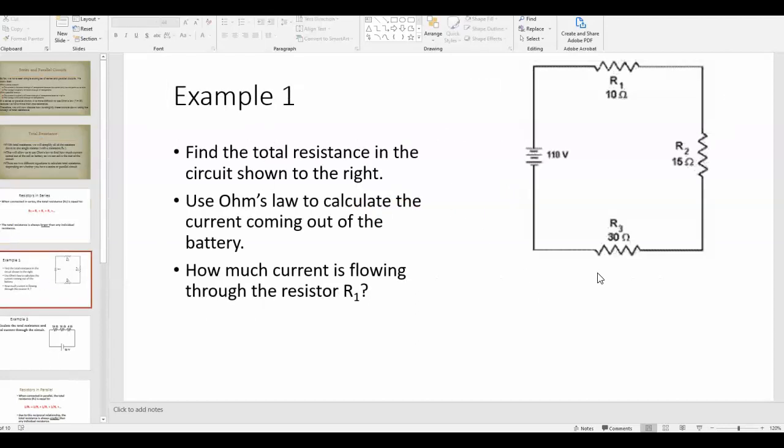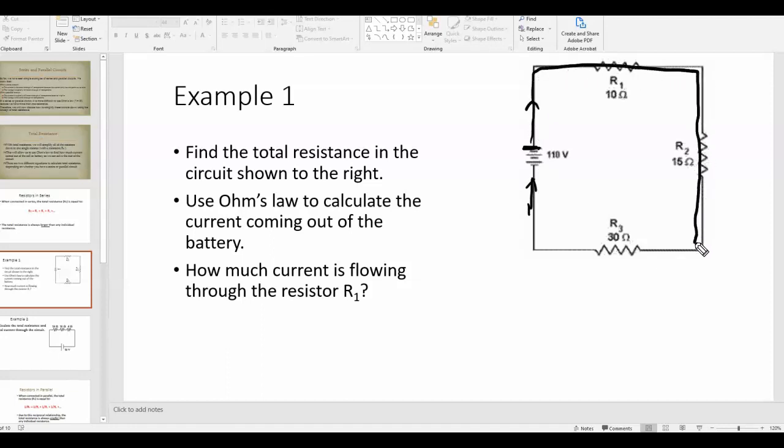Okay, so we have over here a circuit. You can see the circuit diagram. We have a battery. We know that the long end is the positive side, and so the current is going to come out of the long end and go clockwise, and then it's going to go back into the short end over here. Okay, so the current is going to go this way.